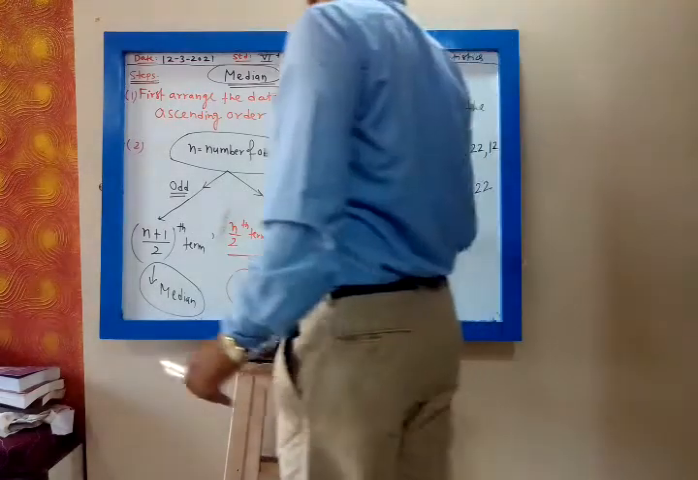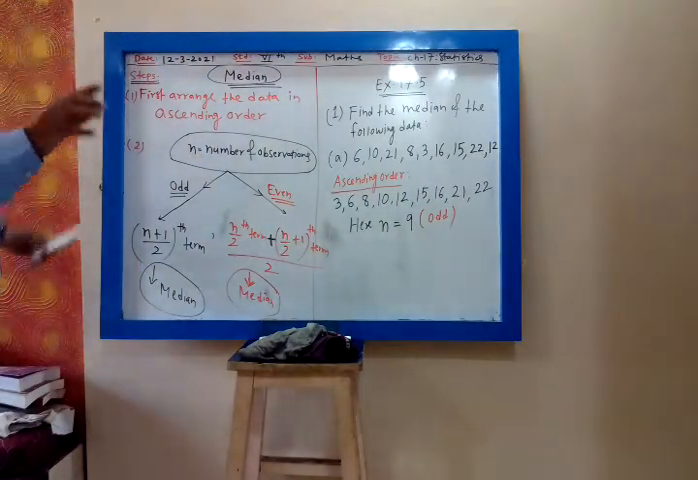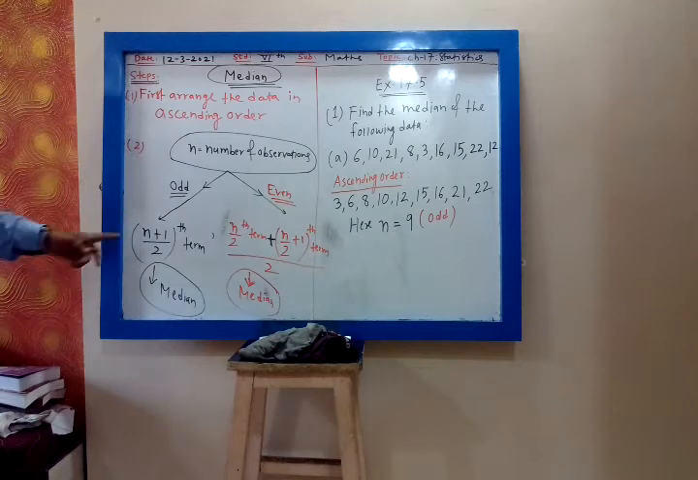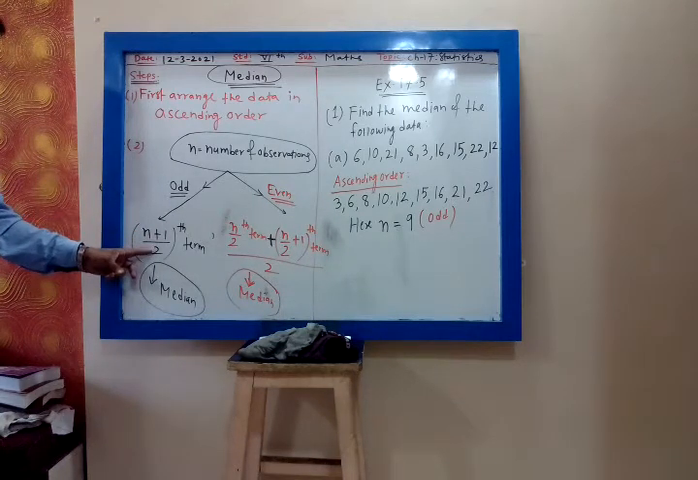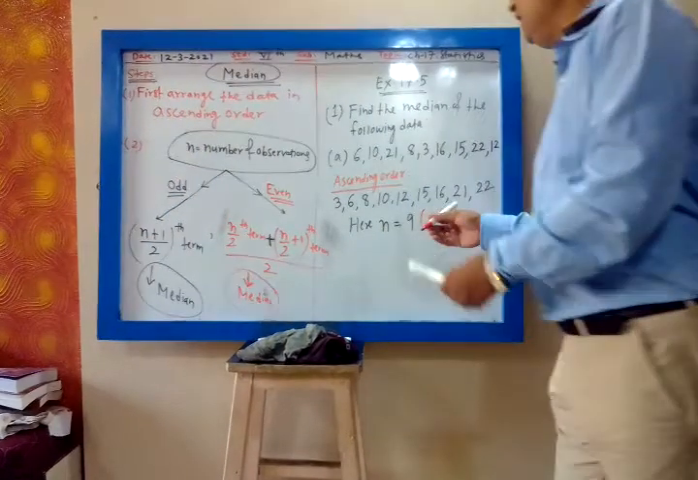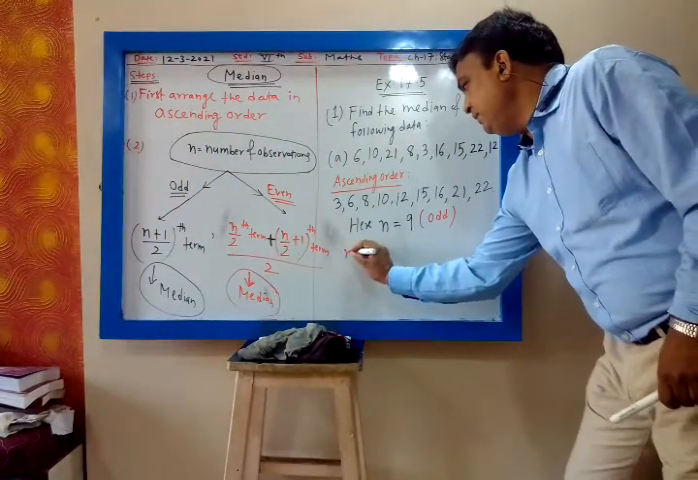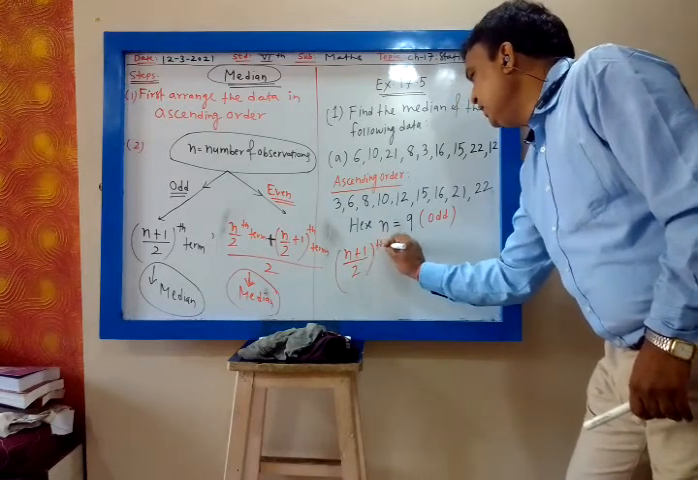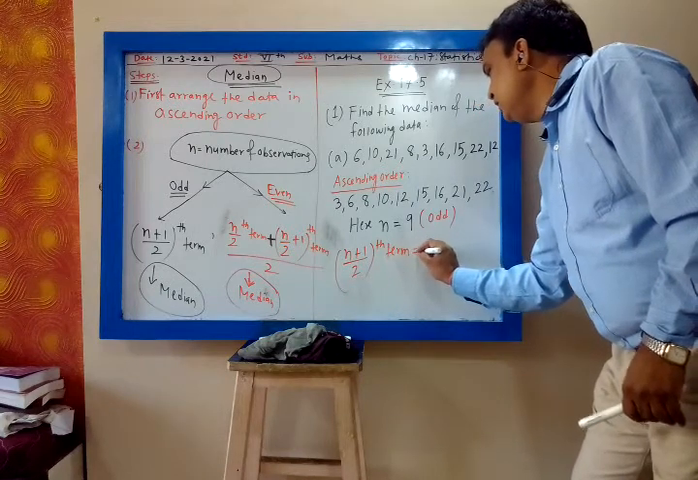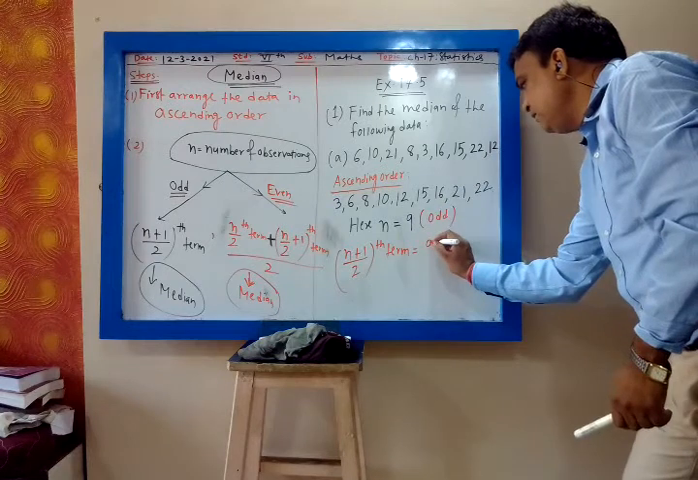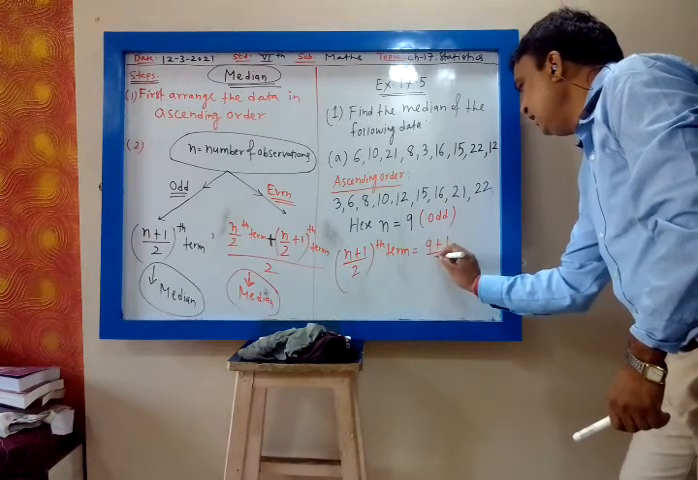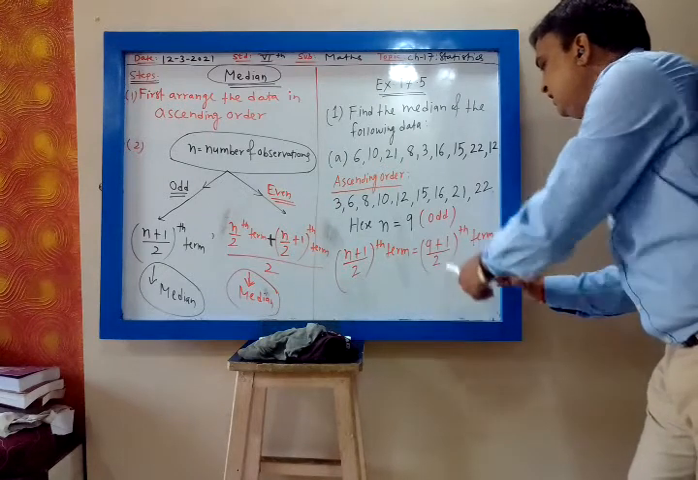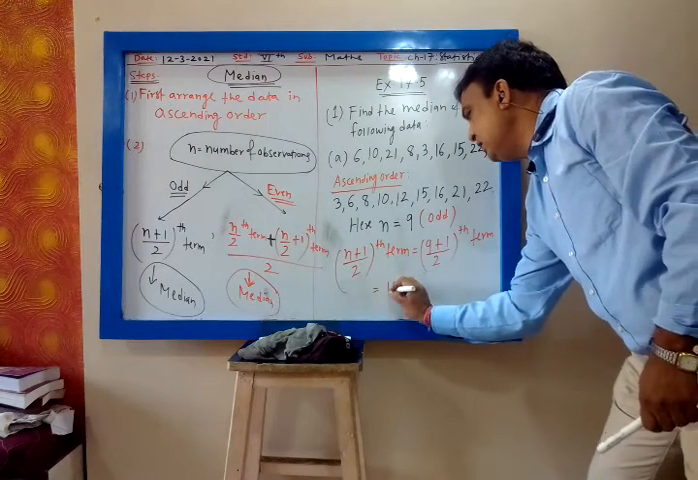Yes, whenever n is odd, you have to write this. So n is odd. What will be the median? The median will be the (n plus 1) divided by 2 th term. n is 9, so 9 plus 1 divided by 2 th term. 9 plus 1 is 10, so that will be the 10 divided by 2 th term.